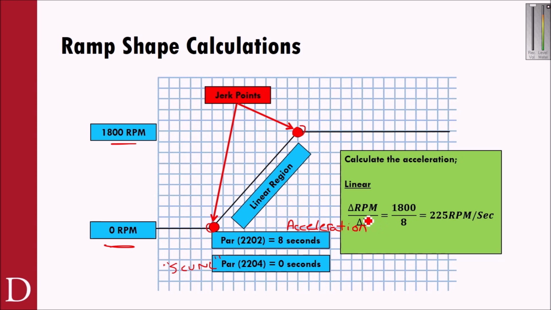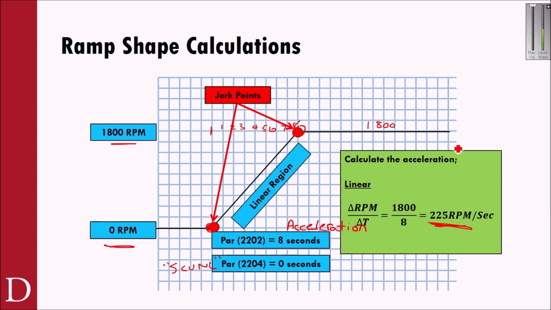The delta RPM over the delta T: I'm going to 1800 RPMs, and it takes me 8 seconds to get there. So this would be 8 seconds. 1, 2, 3, 4, 5, 6, 7, 8 seconds to get there. I know I'm moving at 225 RPMs per second is what my acceleration is. My change in RPMs with respect to my change in time. And my speed eventually is going to be 1800. But to get there, I had these two jerk points.